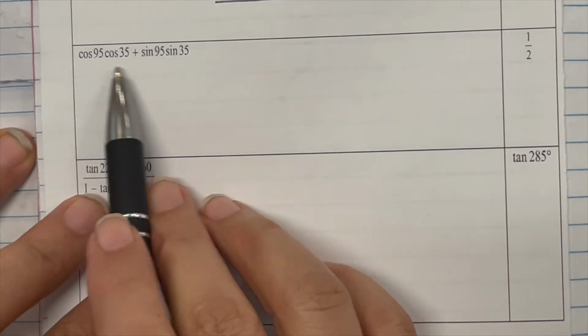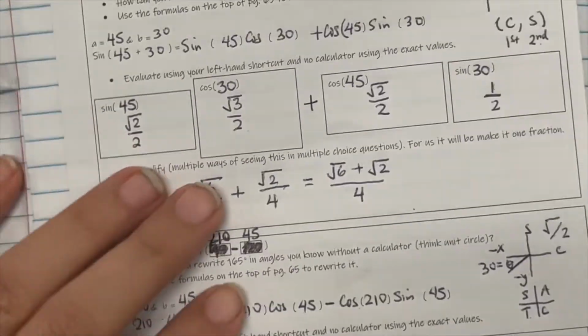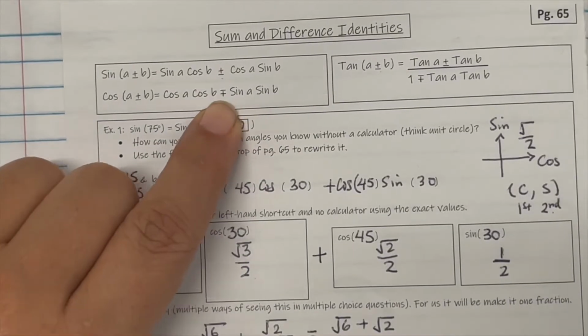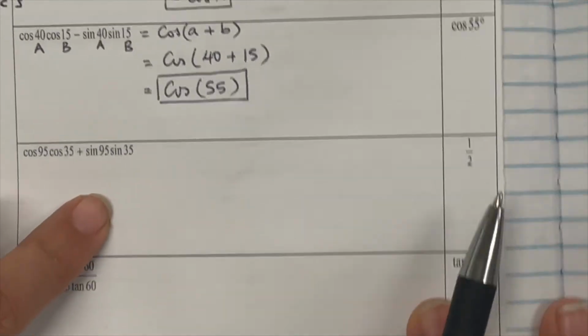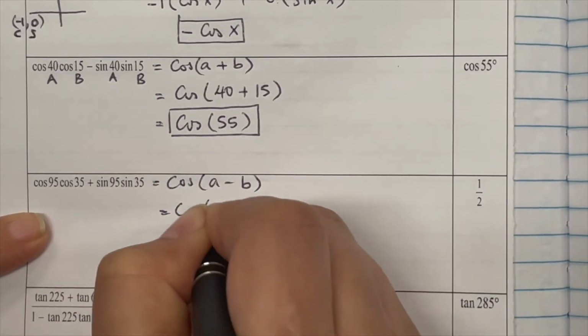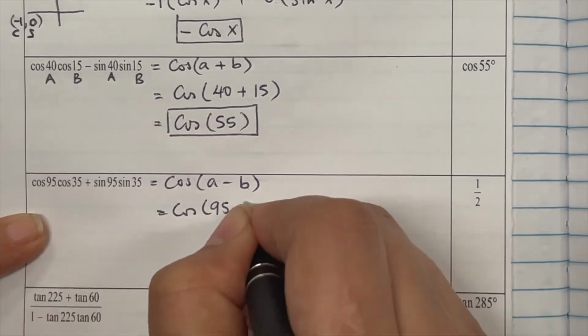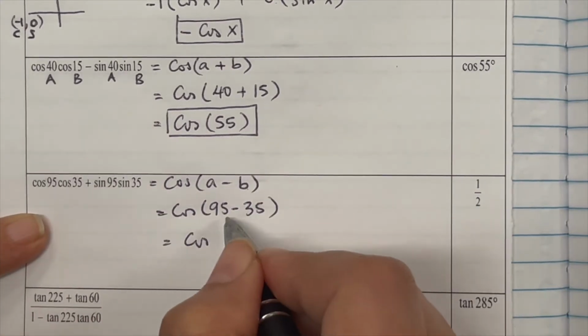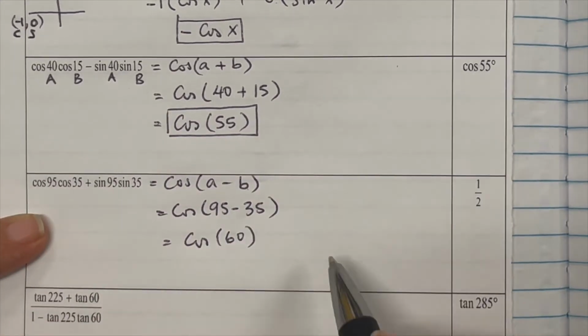All right, looking at the next one, I have cosine, cosine, sine, sine. Again, that's the cosine one. Looking at the symbol, it's an addition. If I look at this one, the addition is the top one, which means that it's subtraction. So again, the same thing, cosine of A minus B. The first one is 95, the second one is 35. Then cosine of 95 minus 35 is going to give me 60.